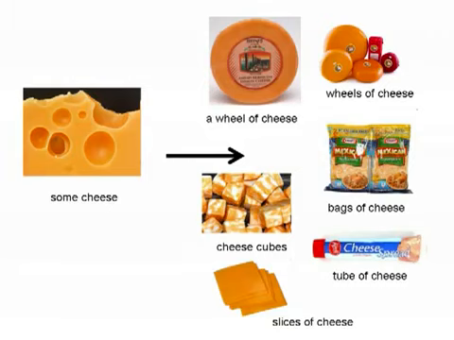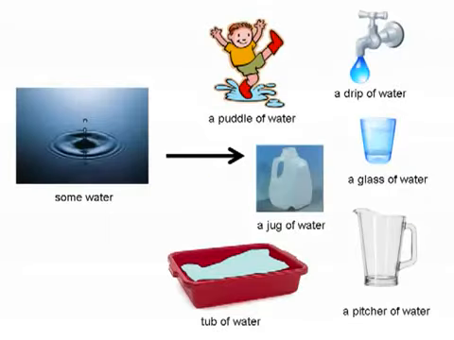of cheese, 2 tubes of cheese, a slice of cheese, 1 slice of cheese, 2 slices of cheese. Some water. Water like this has no form and we cannot count it. But if we put it into these different forms, we can count it. A puddle of water, 2 puddles of water, a drip of water, 2 drips of water, a glass of water, 2 glasses of water, a jug of water, 2 jugs of water, a pitcher of water, 2 pitchers of water, a tub of water, 2 tubs of water.